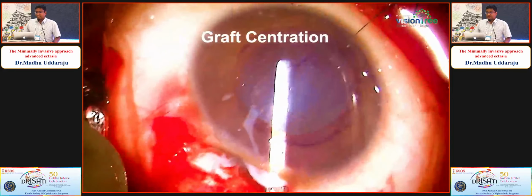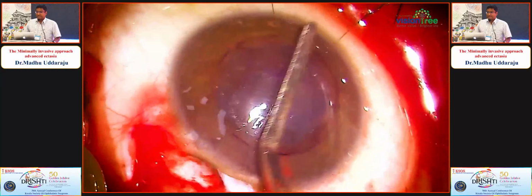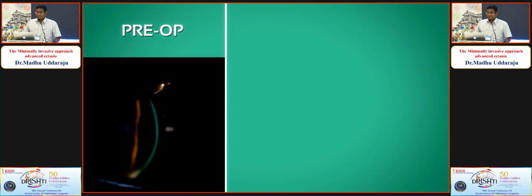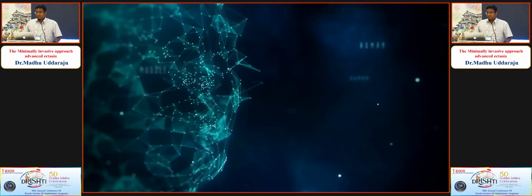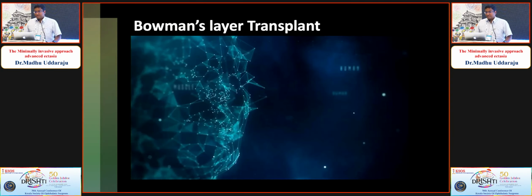Once that is done, you can center the graft well and iron out any folds. That's the end of the surgery, and that is how it looks post-transplant. The main idea of Bowman's layer transplantation is that by adding tissue, you are making this cornea less steep, you are adding volume. So patients who were previously intolerant to contact lenses become tolerant to contact lenses. Most of their higher order aberrations also come down because you're making the cornea more regular.